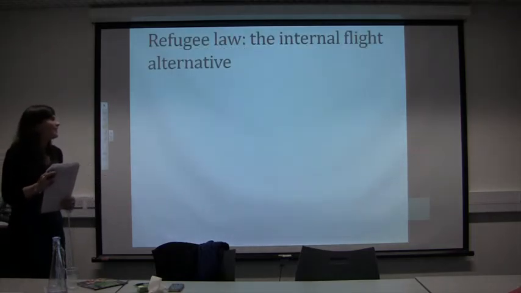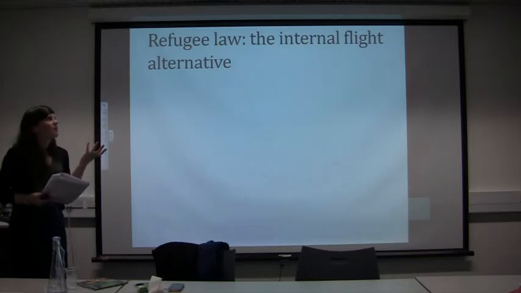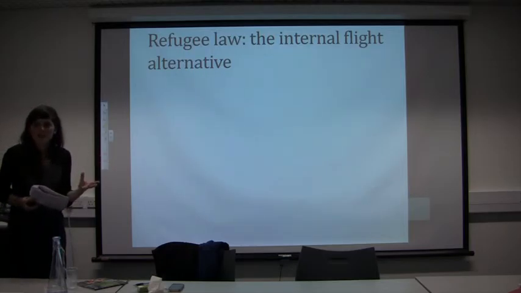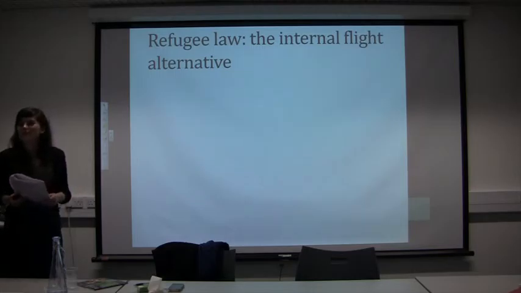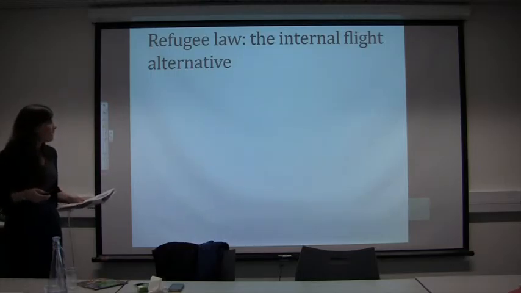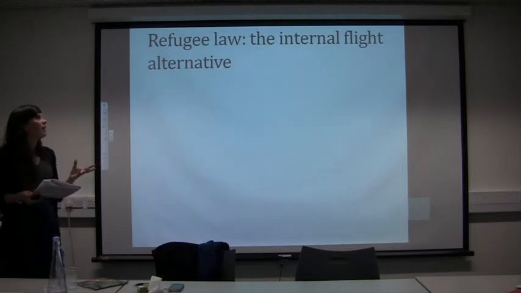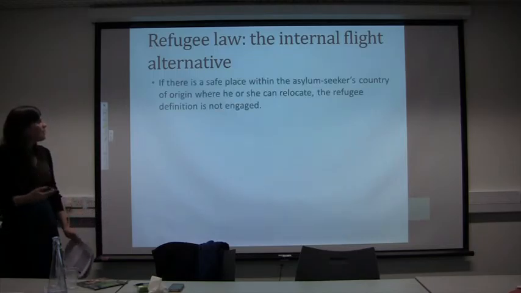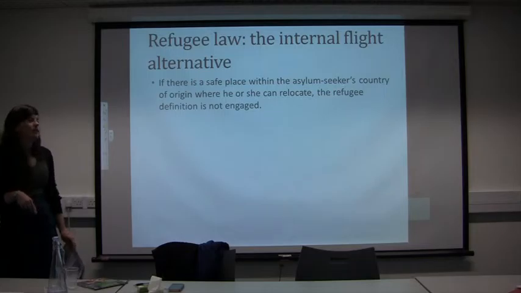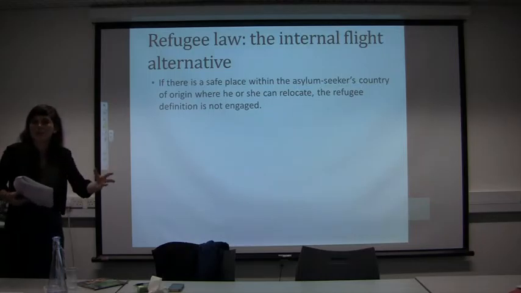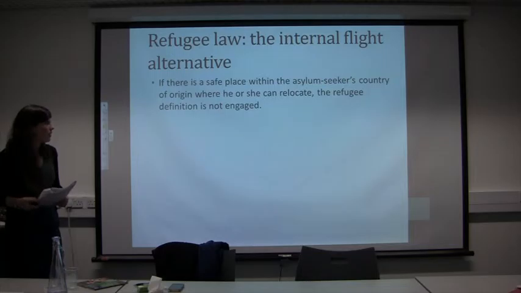Moving on, and nearly done, to the internal flight alternative. So what this presupposes is that a refugee receiving state, such as the United Kingdom, could, and probably would, make an argument that a person is not a refugee because they can go back to the state they came from and relocate to the so-called safe zone. And that is known in refugee law as the internal flight alternative, or the internal protection alternative. So the question is, if there is a safe place within their country that they can relocate to, they are not a refugee. This idea is that you should first try and find protection within your country, even if you have to move, before coming to another state to receive protection.